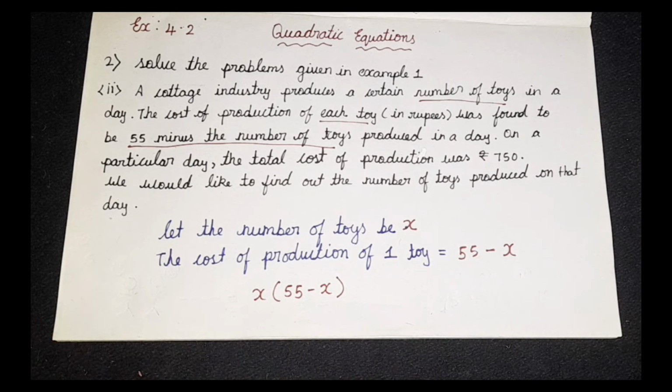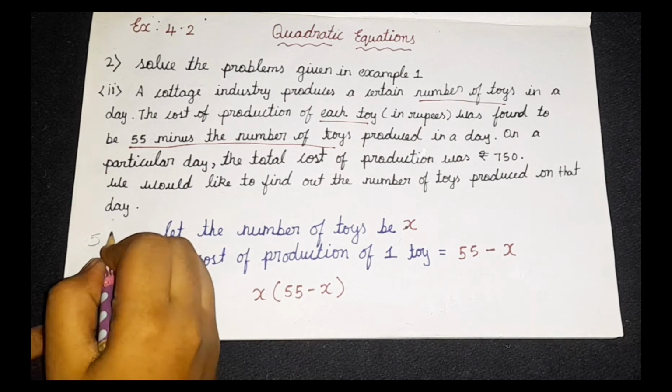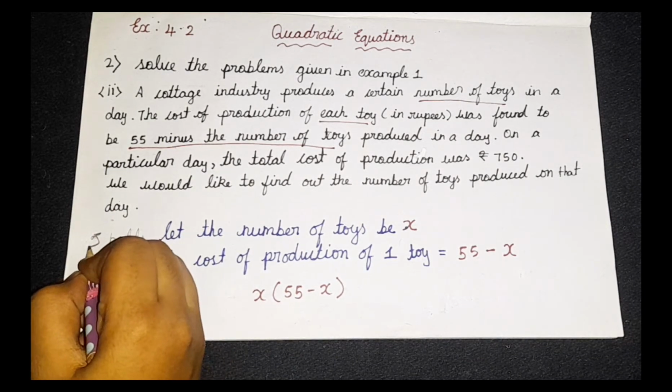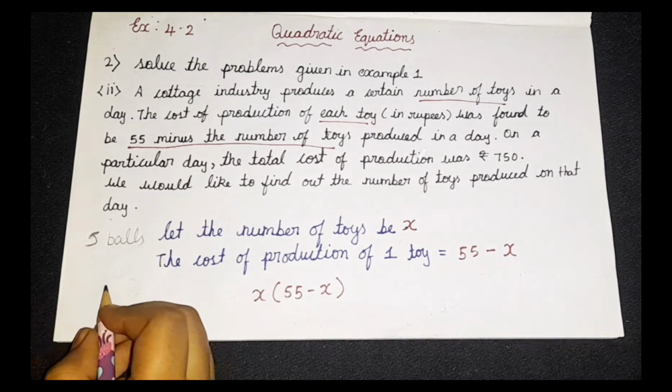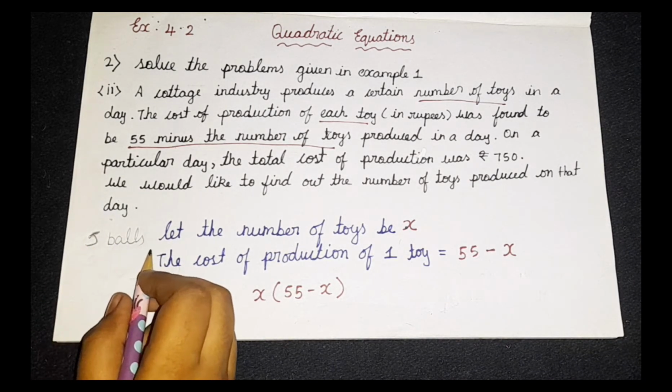Here you guys might be wondering how am I multiplying x into 55 minus x. So let me explain it with an example. You're going to a store, and there you're purchasing 5 balls.